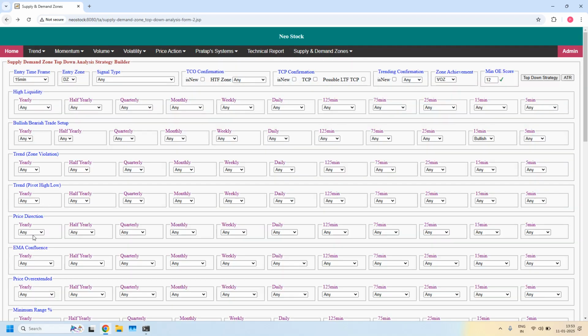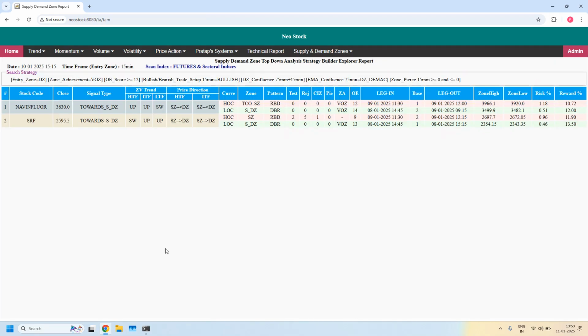Let us verify. In the EMA confluence, at 75 minutes time frame, 75 minutes demand zone having daily EMA confluence filter is enabled. With this filter, we got 2 stocks. These 2 are even more high probability trade setup supported zones. Okay, so this is as per LTF, ITF and its EMA confluence.